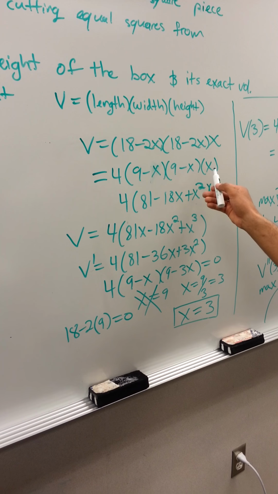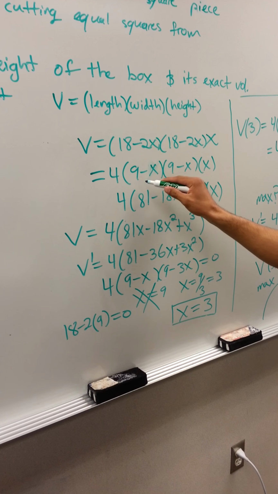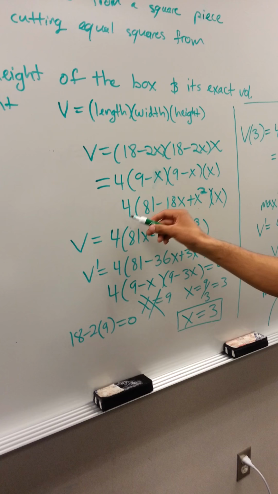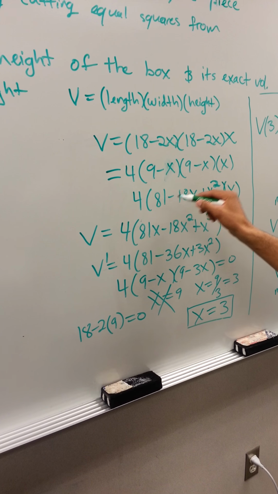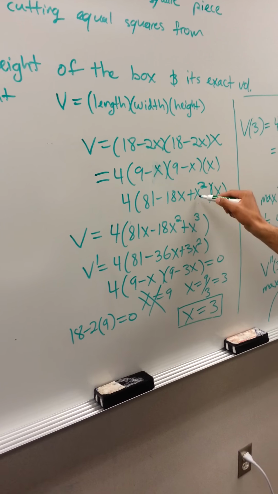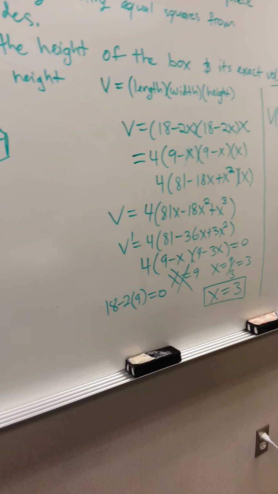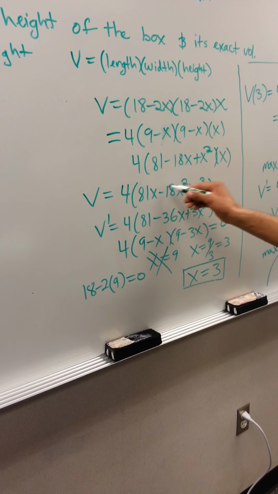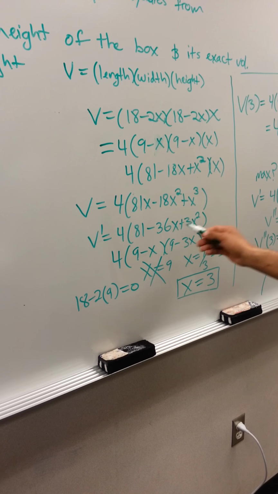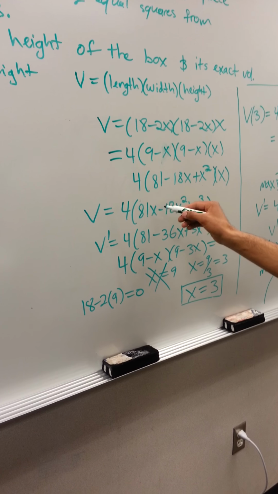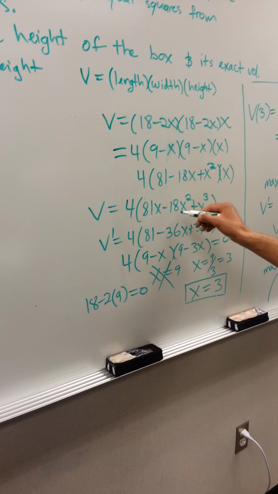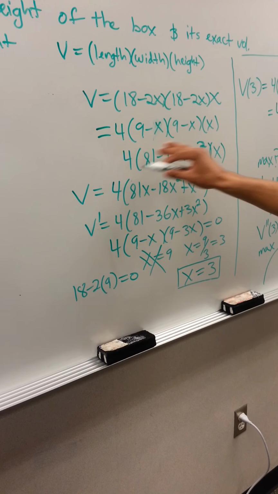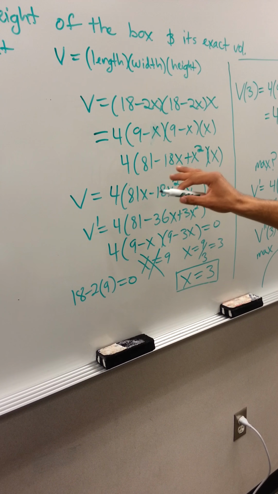And what we do next is we just multiply these all out. Just do your foiling. And we end up with 4 times 81 minus 18x plus x squared, times x. After this, we distribute this x through what's in these parentheses. So we end up with 4 times 81x minus 18x squared plus x cubed. That's after simplifying everything down. I have not taken the derivative yet.